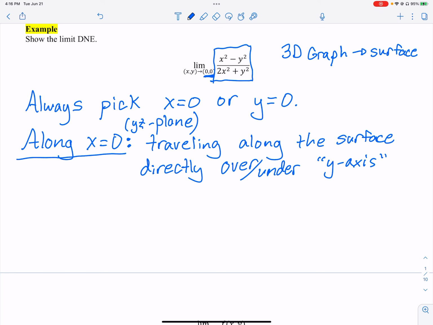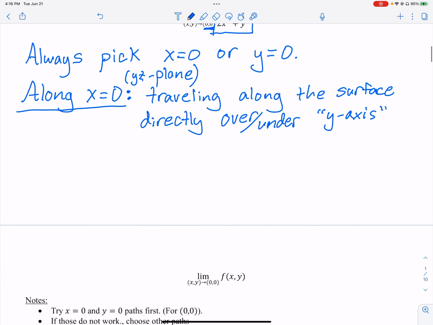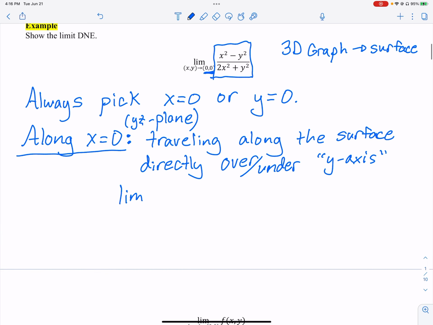All right, so let's think about what that limit would look like. Then we'd have the limit. I need to start writing a bit smaller. The limit as, all right, we're still approaching 0, 0. But now we're going to let x equal 0. So we have that over 0 squared minus y squared over 2 times 0 squared plus y squared. I can rewrite this limit now. I don't need to pay attention to the x.